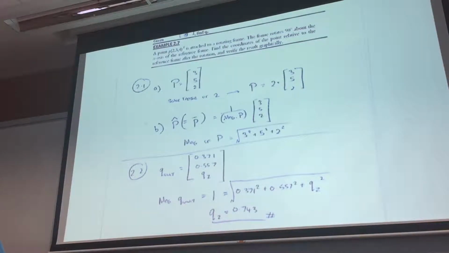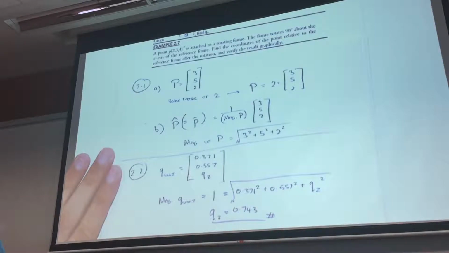Now, this frame rotates 90 degrees about the x-axis of the reference frame. That means, whenever you see x, y, z again, you should take note that they are referring to your fixed global frame. But then this is just straightforward. It's not asking you to do any transformation yet. But it's telling you I'm rotating 90 degrees about the x-axis.